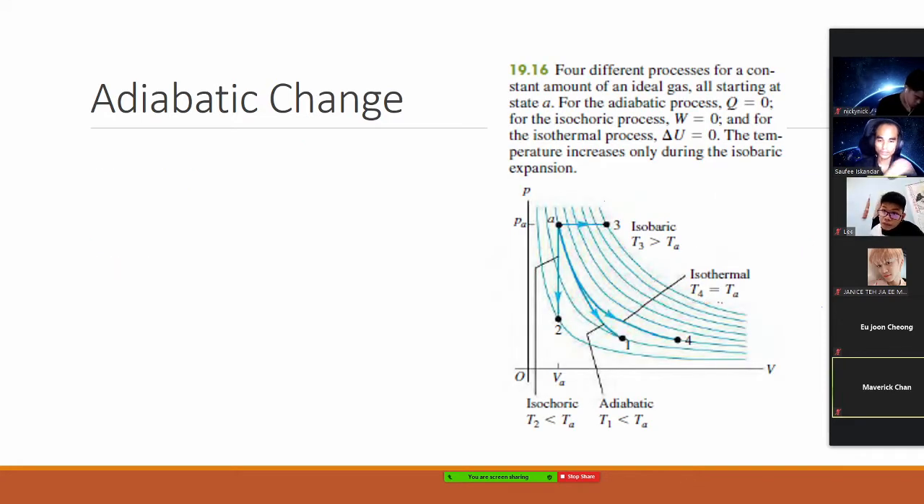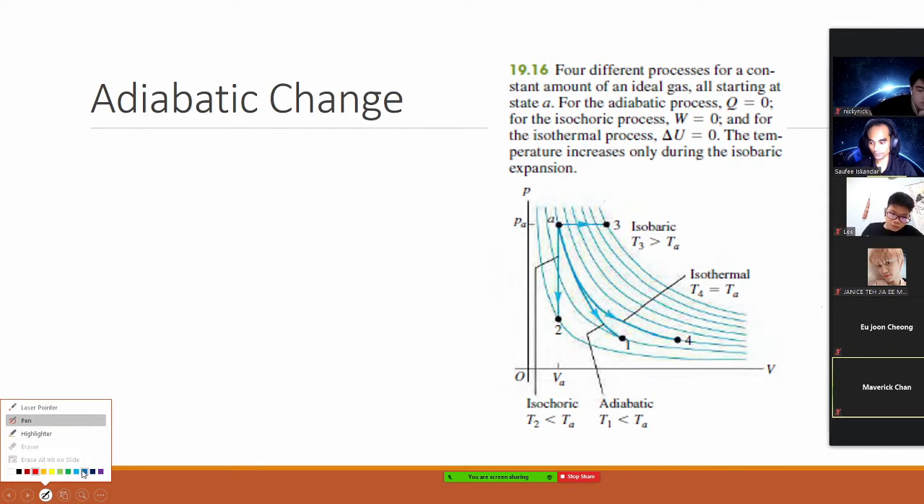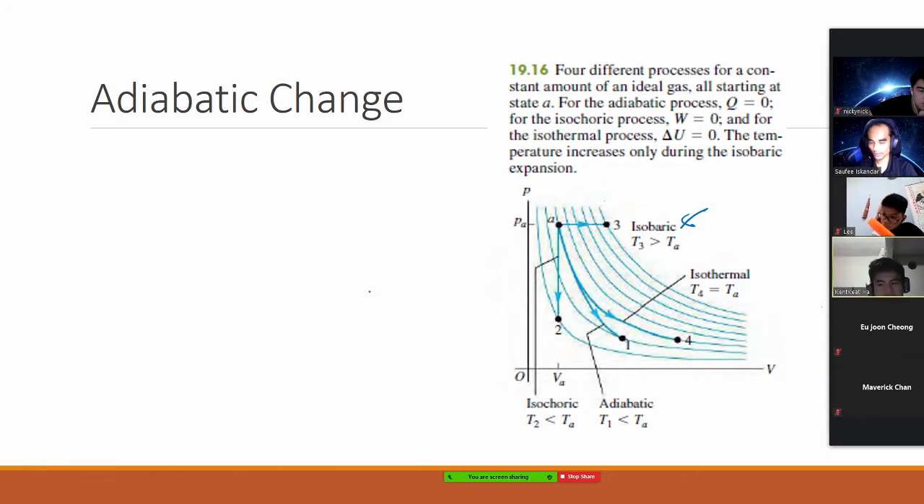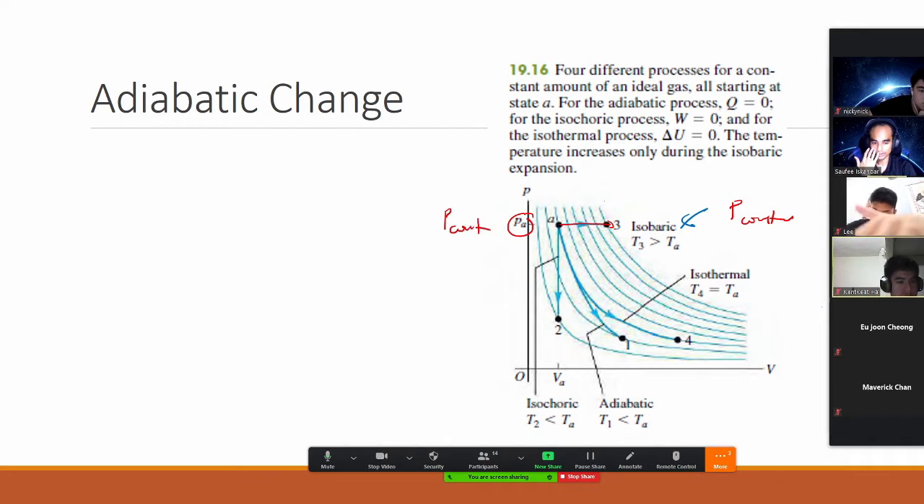So we have learned there are many processes. Recall back. You can see that this one is called isobaric. Who knows what isobaric is? Pressure constant. Okay, pressure constant. So you can see that this line over here has a constant pressure. P constant.